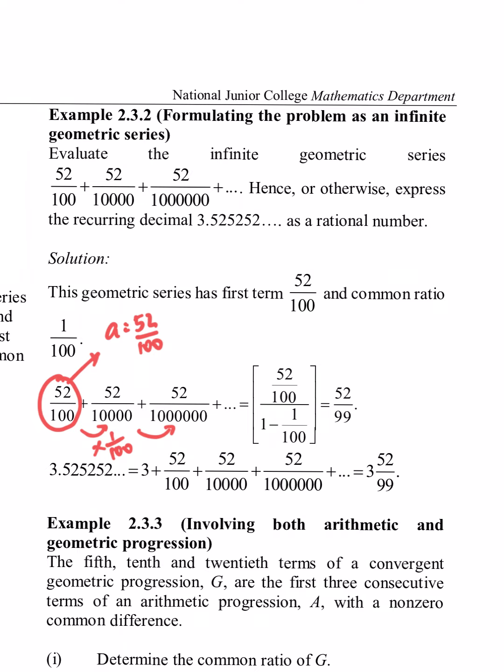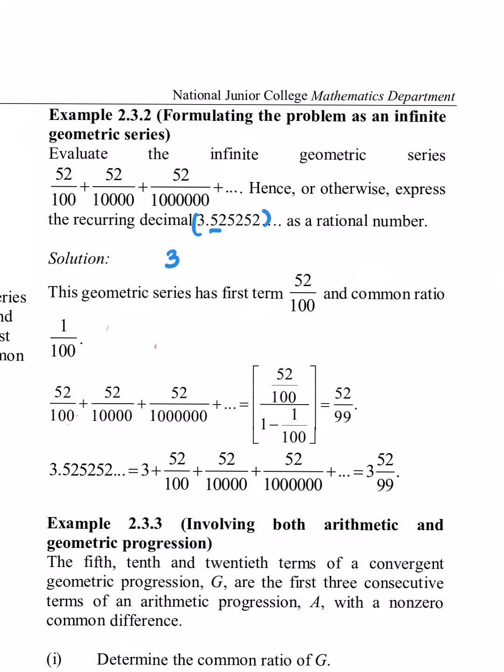So we apply the formula S infinity equals a over 1 minus r. Substituting in the values, we can obtain our answer, 52 over 99. Now the more challenging one is the next part, where we are supposed to use hence or otherwise to express the recurring decimal as a rational number. So first let us look at this decimal and write it in the form of a fraction. How do we do it?